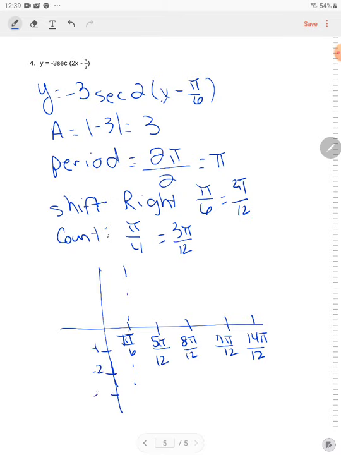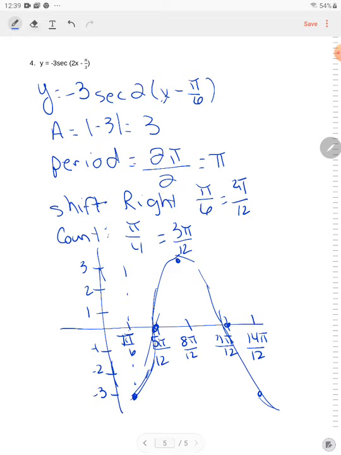So let's go ahead and space it a little bit here. All right, so we want to graph cosine, and then we will do the reciprocal. Cosine normally starts at 1, but because it's a -3, it's going to go down to -3, then to 0, then up to 3, then back to 0, then down to -3. So that your graph looks like this.